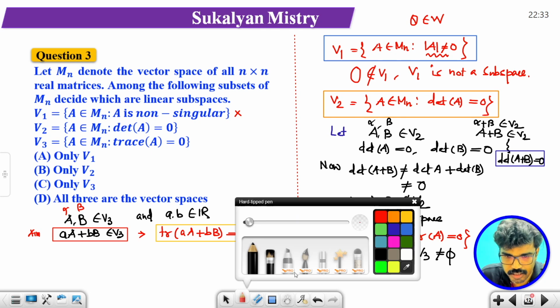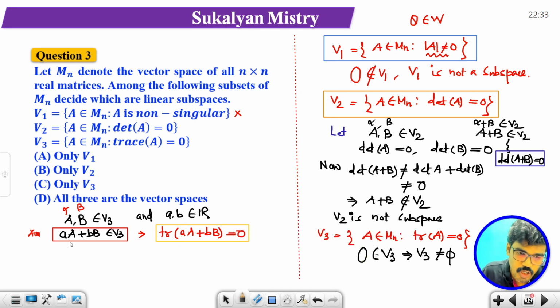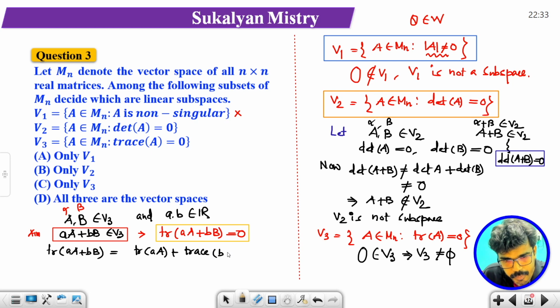Okay, right? Okay. So trace of, just see, now apply the property of trace. So this is equal to trace of AA plus trace of BB. So this can be written as A into trace A plus B into trace B, right?